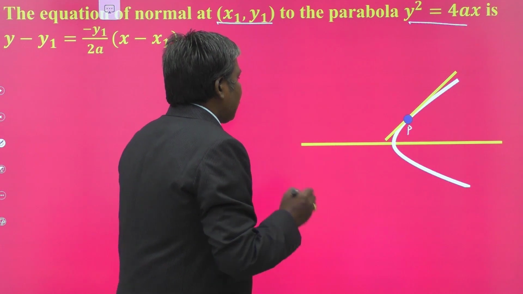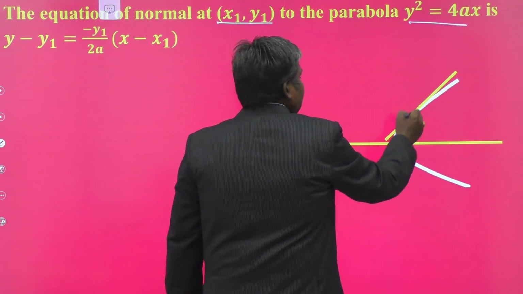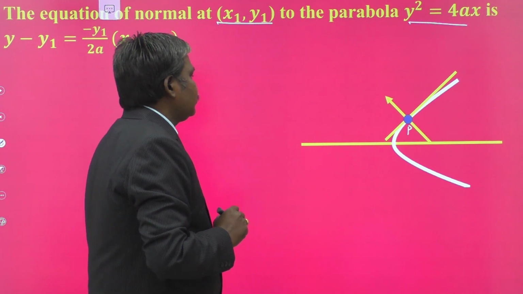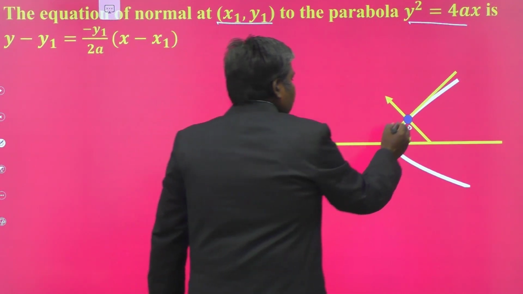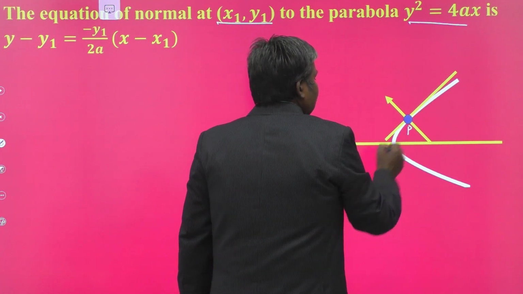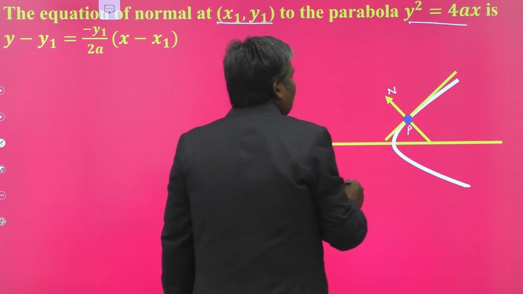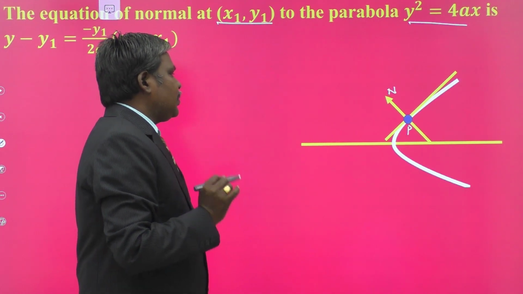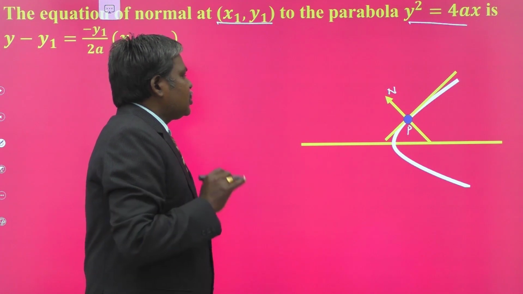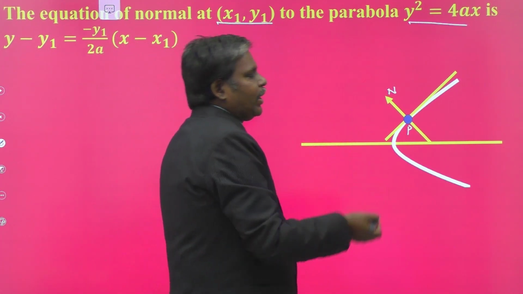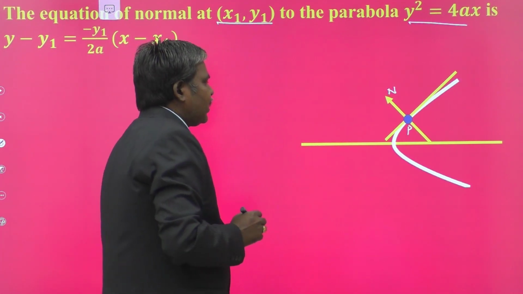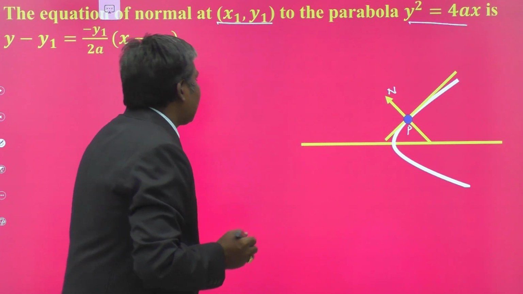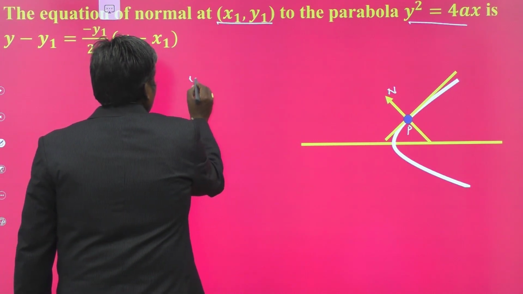The line which is perpendicular to tangent at P is called normal at P to the parabola. So this is the line which is perpendicular to the tangent at this point, therefore it is called normal at this point to the parabola. This is the definition of normal itself. Normal at any point to the curve is the line which is perpendicular to tangent at that point. This is the normal. We have to find out the equation of normal at that point P(x1, y1) to the parabola. What is the given parabola equation?